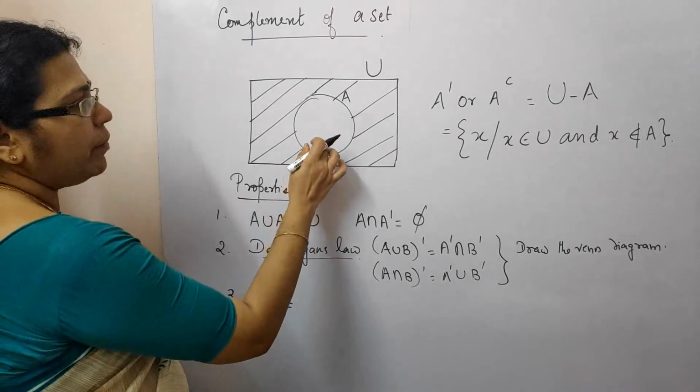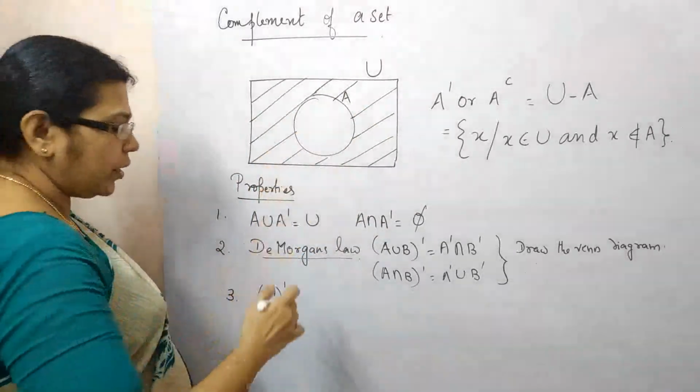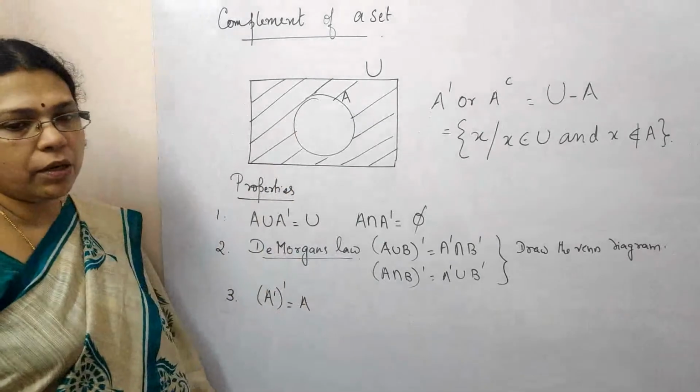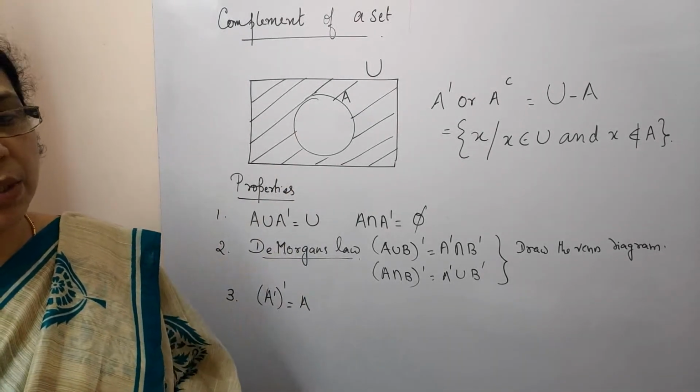Now, the next property is the complement of A complement. A complement is what? The shaded portion. The shaded portion's complement is what? A. So A complement, the whole complement, is equal to A.